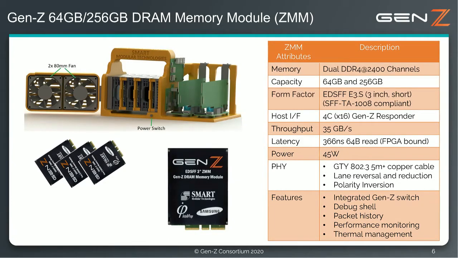The ZMM is a Gen Z memory module or fabric attached memory device. The module is in an EDSFF E3.S or 3-inch short form factor. It is hot pluggable and has a maximum capacity of 256 gigabytes. The Gen Z interface has four channels, or 4C, for a total of 16 lanes, and a GTY 802.3 25 gigabit per second PHY interface. The ZMM includes an integrated switch, which allows the device to be connected to two hosts on different channels, as well as being daisy-chained to other ZMMs.